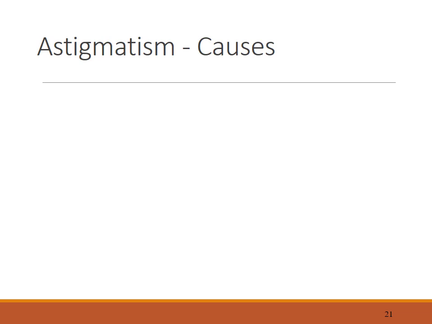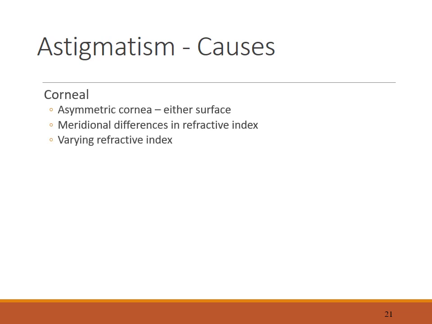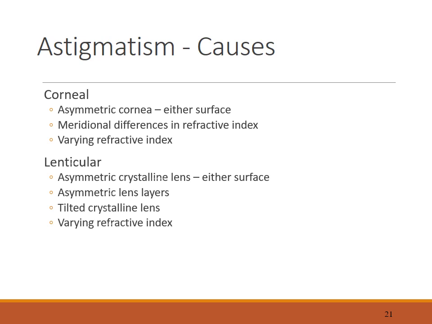What is the cause of astigmatism? As I mentioned, it can be caused by the cornea and also the lens. If because of the cornea, it is probably because of the surface of the cornea, which is asymmetric cornea, meridional difference in refractive index, and also varying refractive index in the cornea. If because of the lenticular lens, it might be because of the asymmetric crystalline lens surface, asymmetric lens layer, tilted crystalline lens, and also varying refractive index.